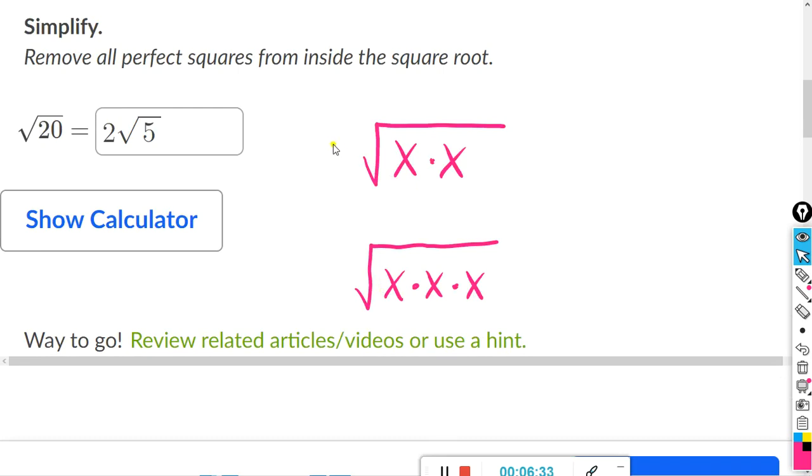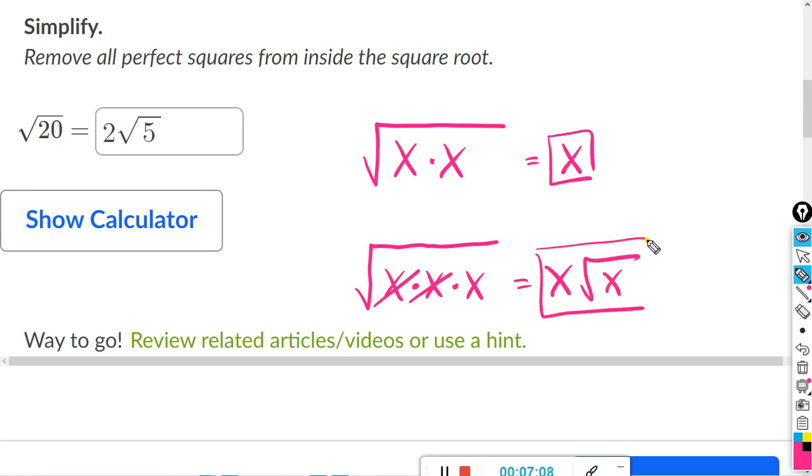So just remember, if you take the square root of a number times itself, like if you have the square root of x times x, that just equals that number, x. All right. Any number multiplied by itself, you can pull that outside of the square root. So if you had x times x times x, the square root of x times x would just be x, and you would have the square root of x left over. All right, so just remember that.